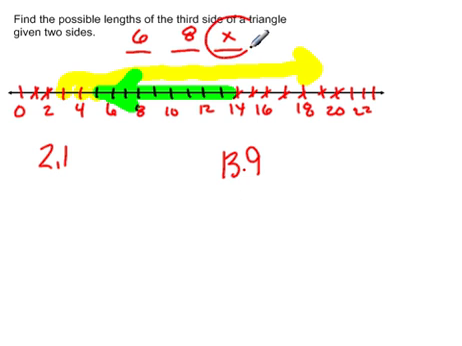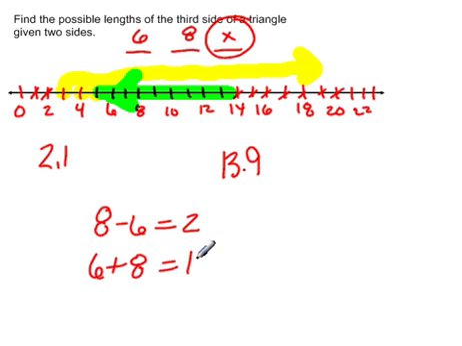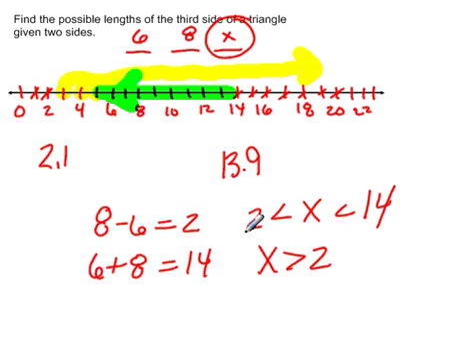So here's the easy way. How do we find x? In order to find x, you must take the difference of the two numbers. So 8 minus 6, that's 2. And then add the two numbers, 6 plus 8, and form an inequality. So 2 and 14 going that way. What does that mean? X is greater than 2, and x is less than 14. It has to be greater than, and it has to be less than, those two different numbers.